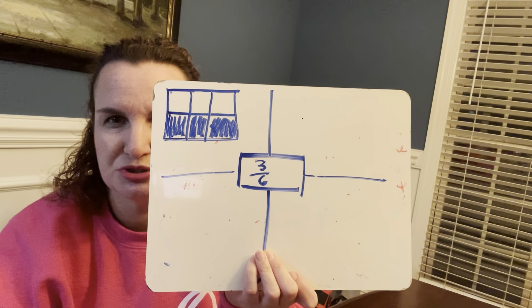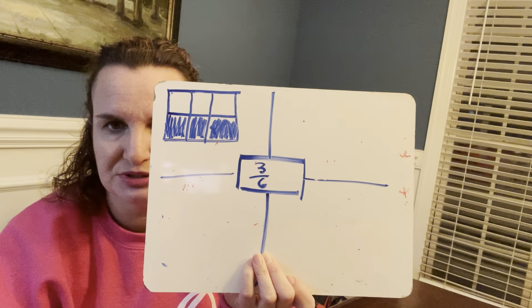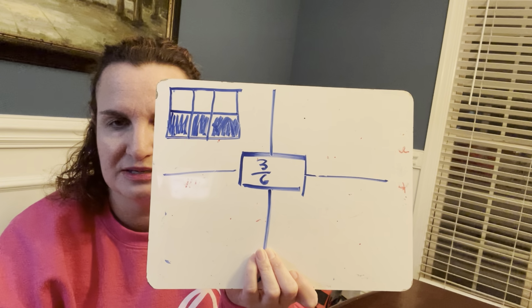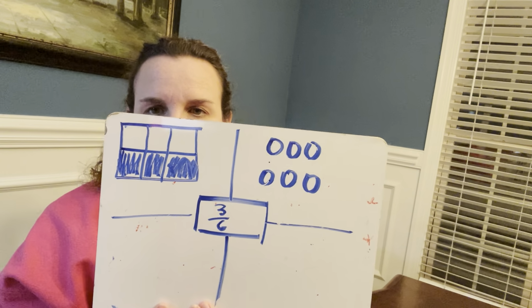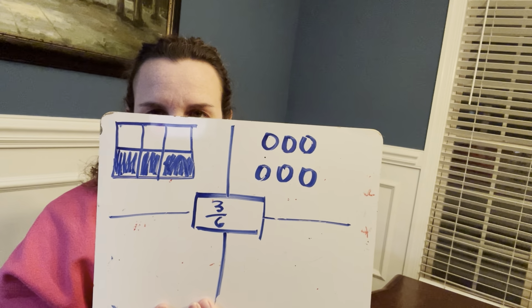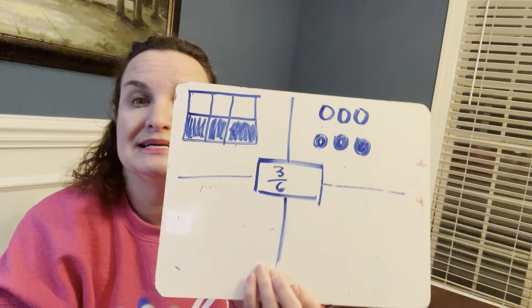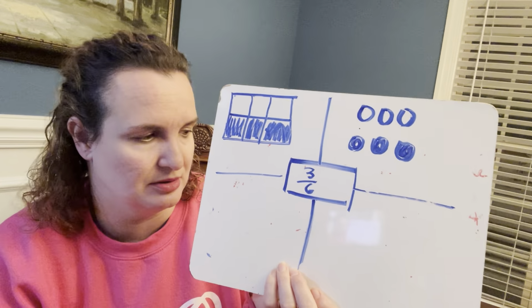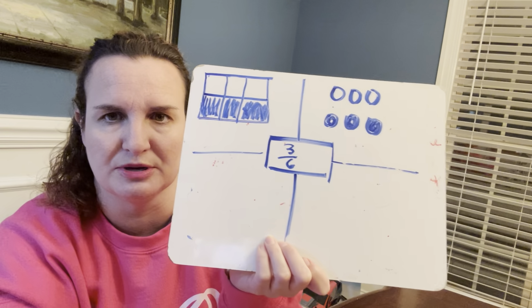You can also show 3/6 using counters. So how many counters do I need to draw? I need to draw 6. So go ahead and do that now in the next block. Okay, so I've got my 6 counters, and then I want to shade in how many? Good, I want to shade in 3.